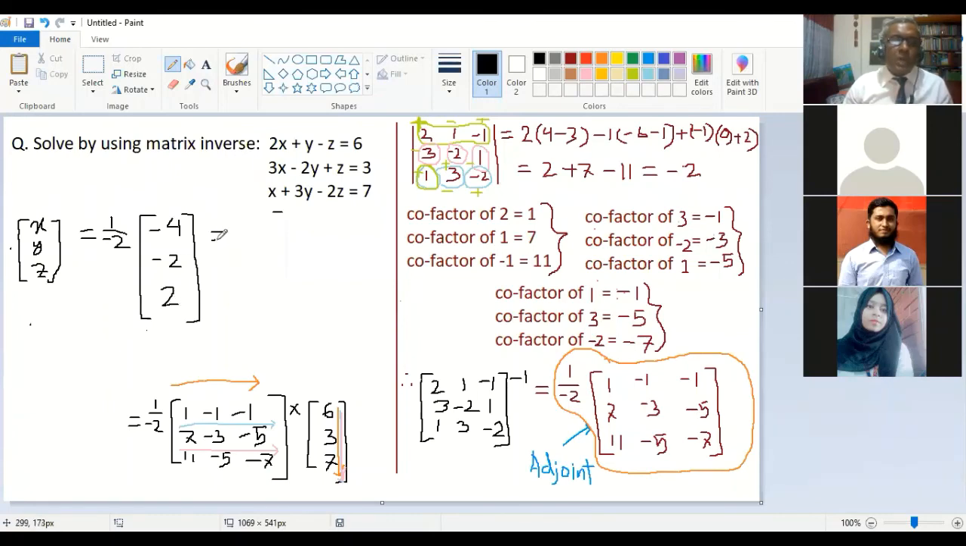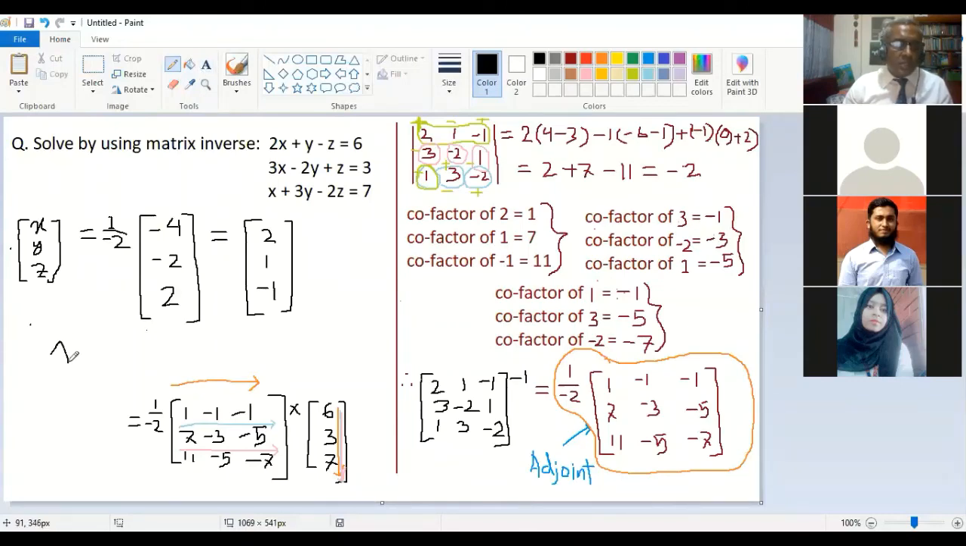So now you multiply all these numbers by 1 by 2 and minus, so minus 1 by 2. So the answer will be what? 2, 1, and minus 1. Yes, the answer will be 2, 1 and minus 1. So these are the x value, y value, z value. So we are getting the answer. Finally, you can write the answer.